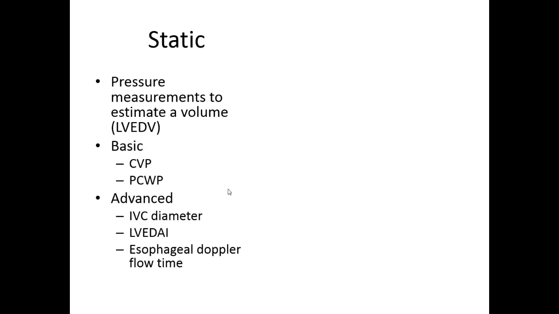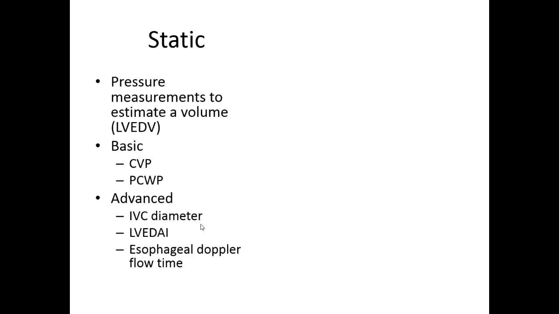These are IVC diameter on ultrasound, not IVC collapsibility, but IVC diameter is also a static variable. Left ventricular end diastolic area index and esophageal Doppler flow time, these are also static indices. Now, you'll notice we're talking about IVC ultrasound and esophageal Doppler or transthoracic echo, and each of those are tools that we use to estimate volume responsiveness, but they're used to develop a number, and that number might be either a static or a dynamic variable.